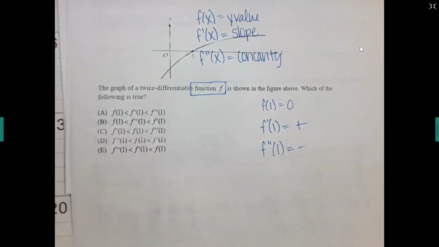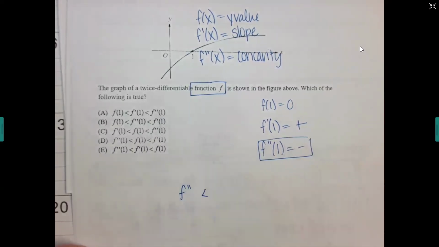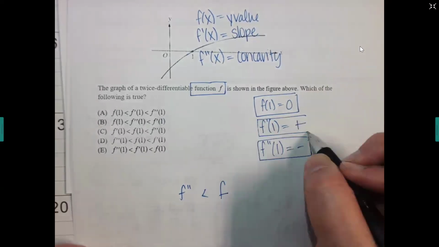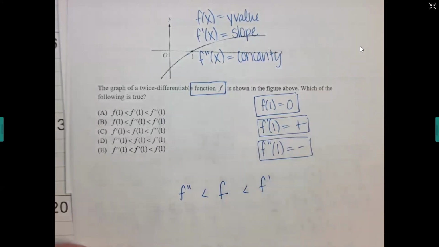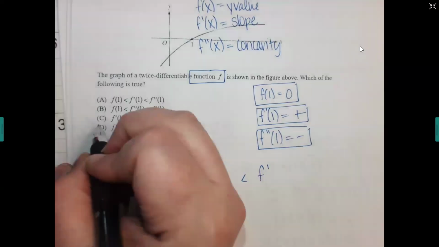And then when you put those in order, remember the alligators eat towards the bigger number. So you want the positive to be the biggest, 0 to be in the middle, and then the negative to be the smallest. So it needs to be f double prime first, then regular f second, and then f prime third. Does that make sense? So what answer are we looking for? D. Good job.